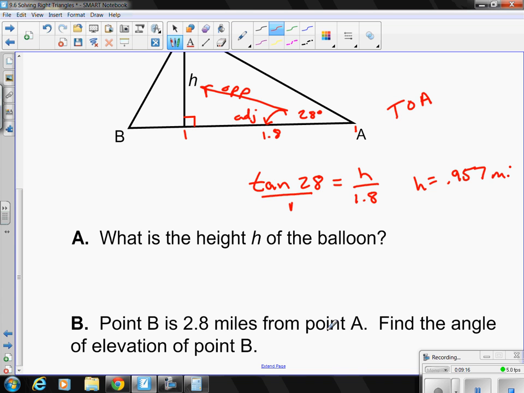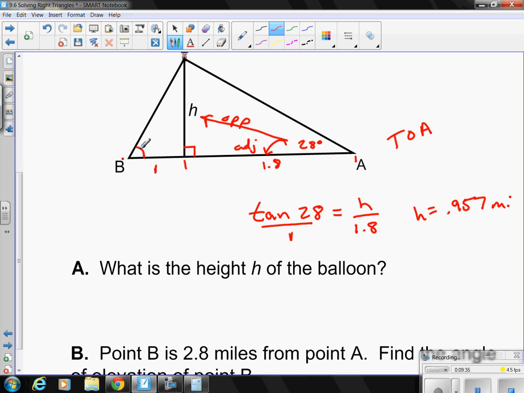Point B is 2.8 miles from point A. So 2.8 miles from point A, that means it's 1 mile, right? 1 mile and 1.8 would make it 2.8 miles apart. Find the angle of elevation for point B. We want to find this angle. So we know H is 0.957. This is 1. This is going to be pretty close to 45 degrees, but we can figure it out.